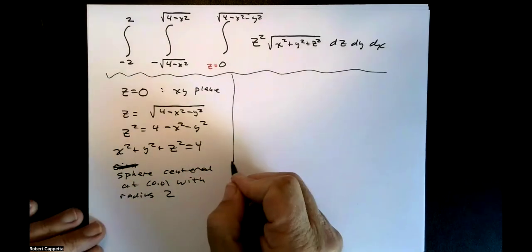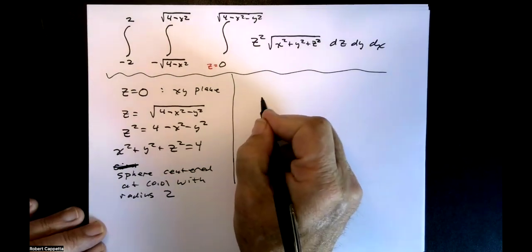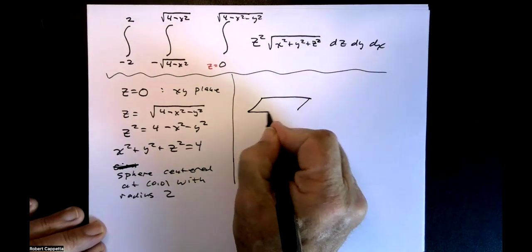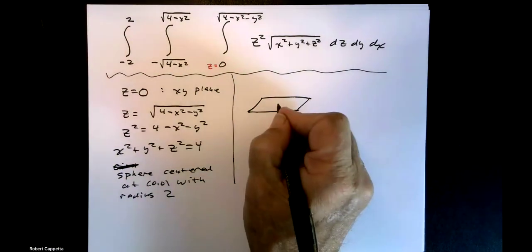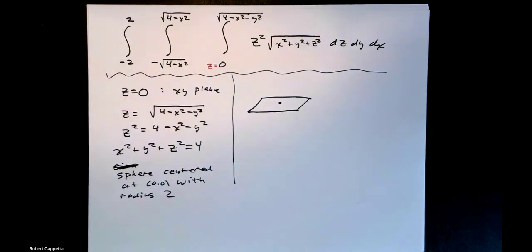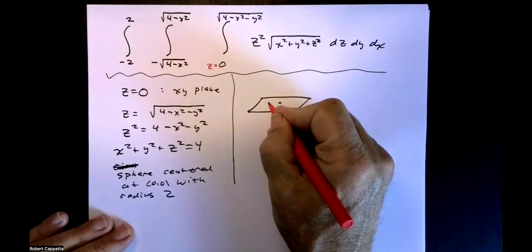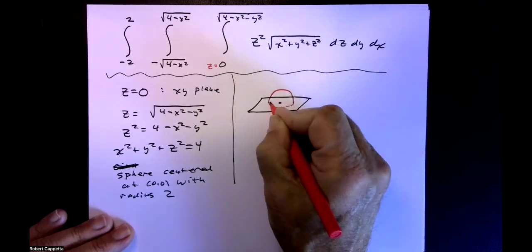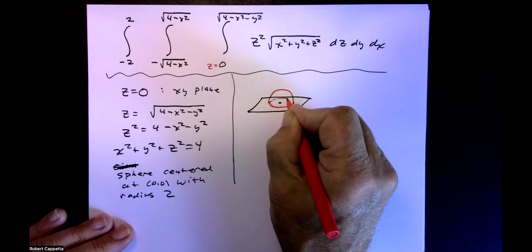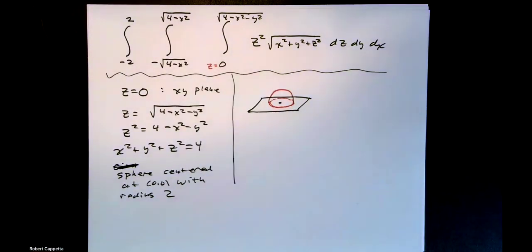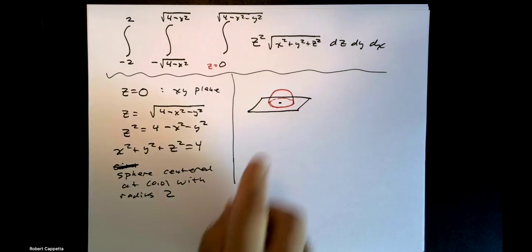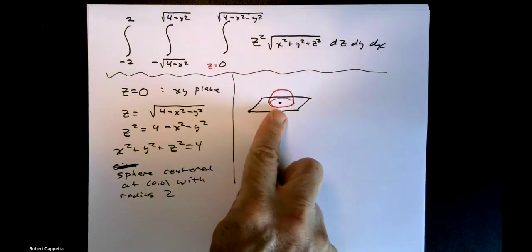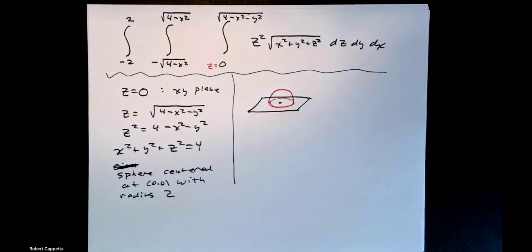So if I'm drawing this picture, what am I going to get? I have my xy plane. I have the point 0, 0 here, and I have the hemisphere above that. So what will that look like? Radius is 2. This is where we are headed, possibly, for our region of integration. Again, lower wall is the xy plane. Upper wall is the upper half of that sphere.